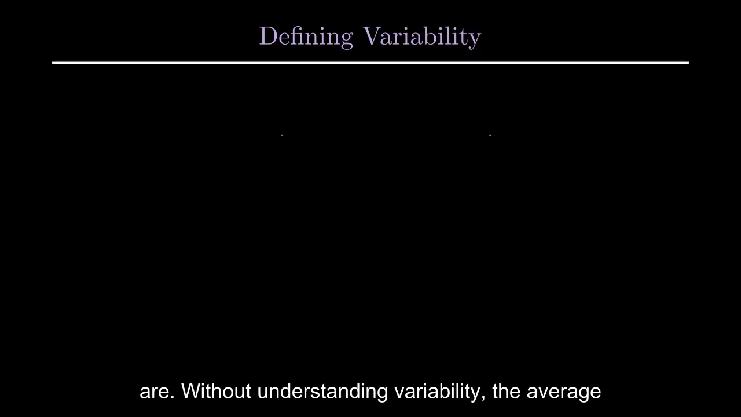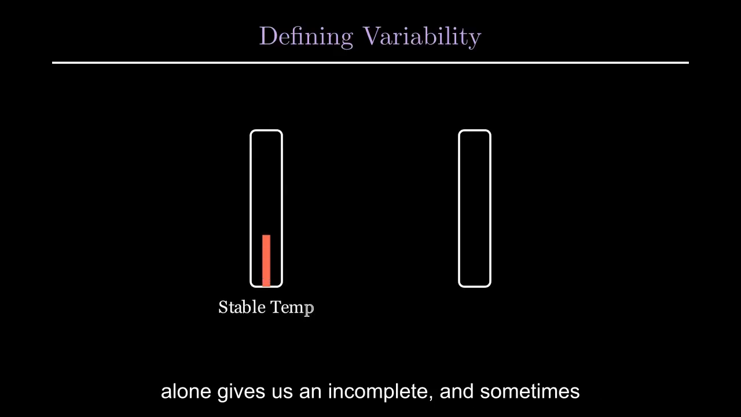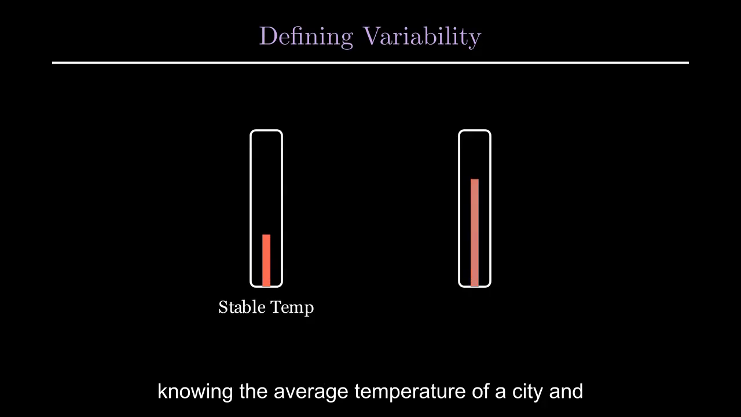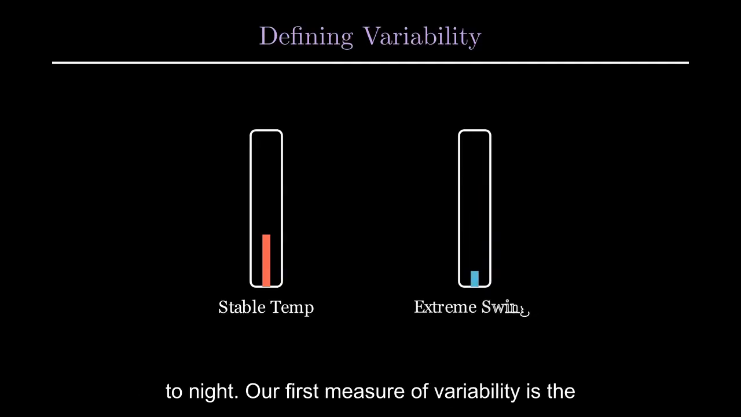Variability tells us how spread out our data points are. Without understanding variability, the average alone gives us an incomplete, and sometimes misleading, picture. It's the difference between knowing the average temperature of a city and knowing if that temperature swings wildly from day to night. Our first measure of variability is the range.